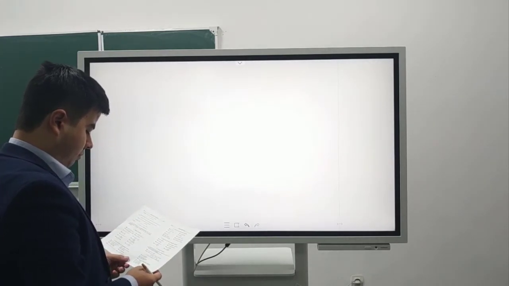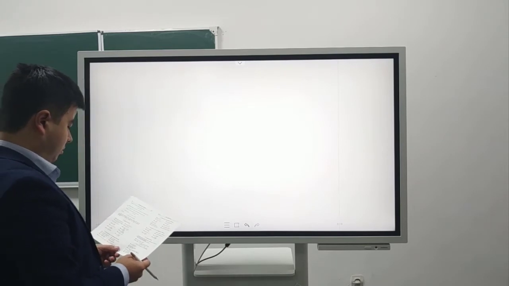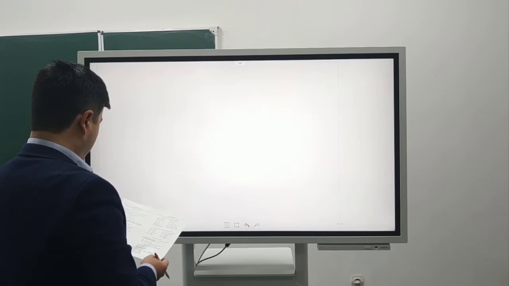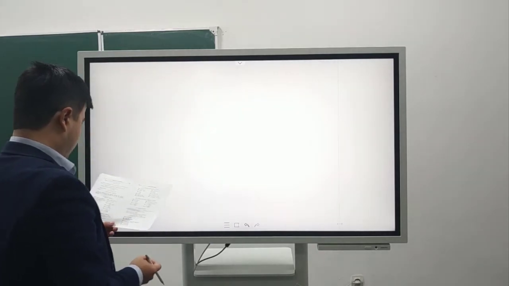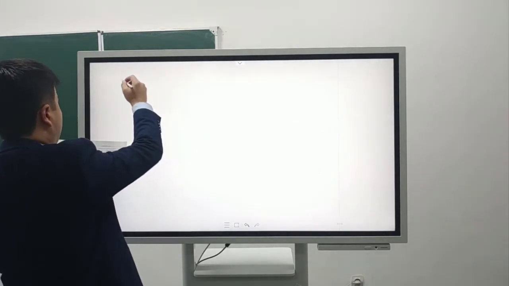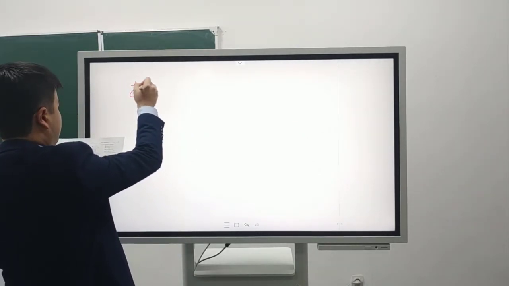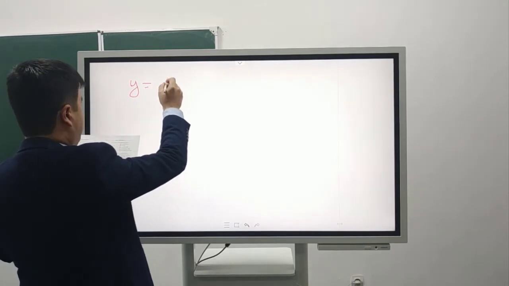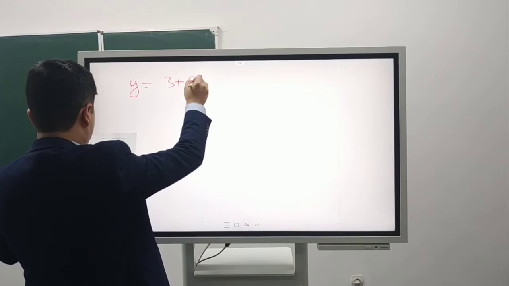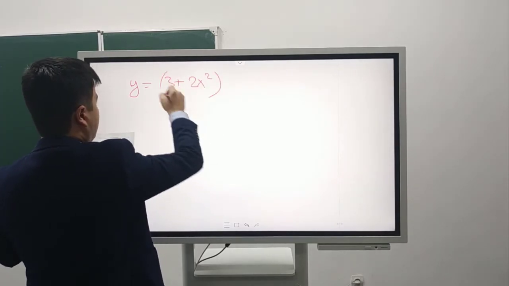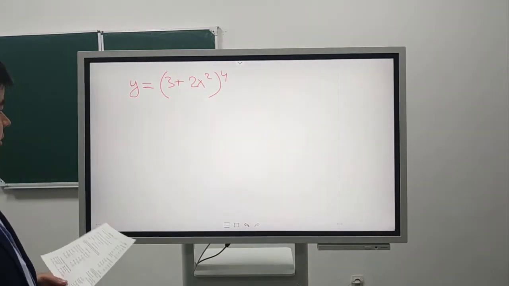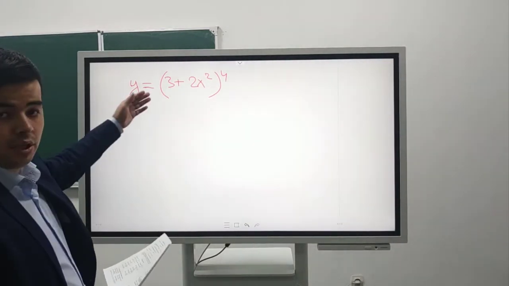So for example, let's do this one. y equals 3 plus 2x squared, to the fourth degree. Let's consider this example and find the derivative of this function.